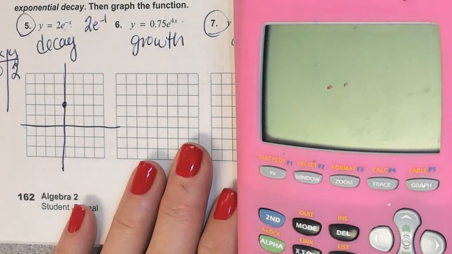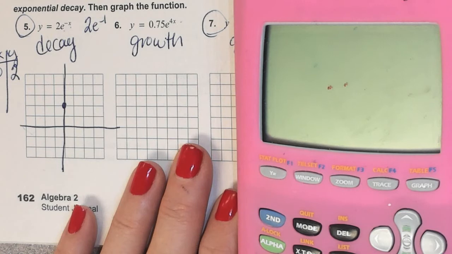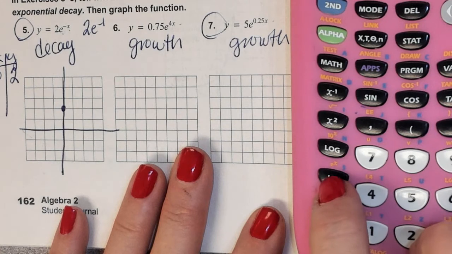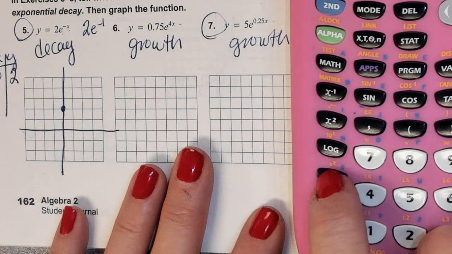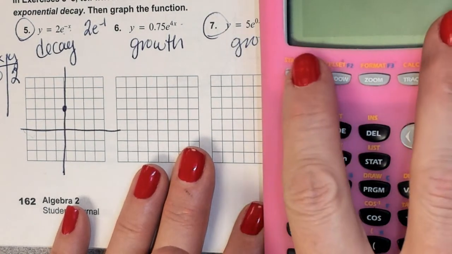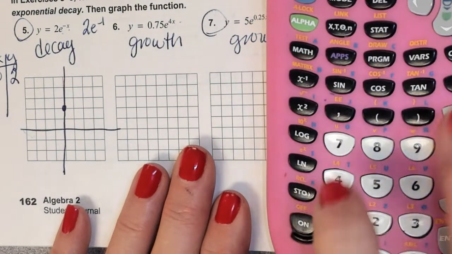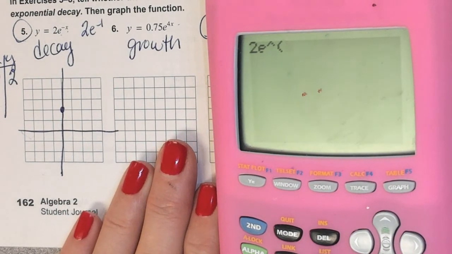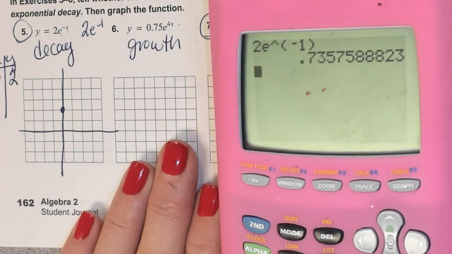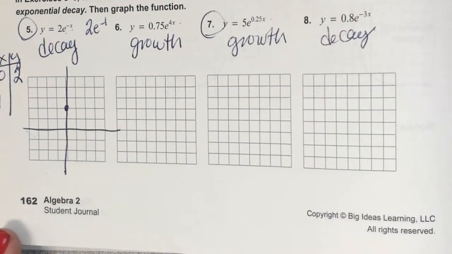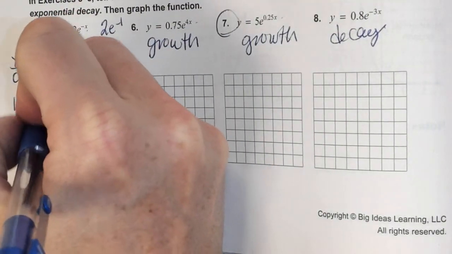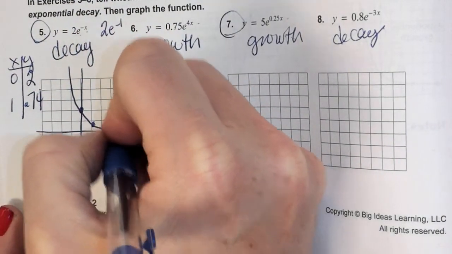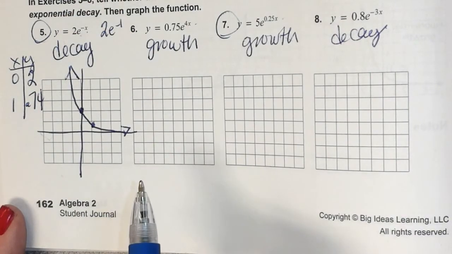If you notice, there is an E button. I'm trying to do 2, and then I need to find the E button. The E button is located right here next to the number 4. See how it's in yellow in my calculator? So I'm going to have to do second to get to it. So I do second natural log, ln, and now I can do 2e to the negative 1. Now I can evaluate it. That is 0.74. So there's my other point. And then I just connect those. And I know that it should be exponential decay, and it is.